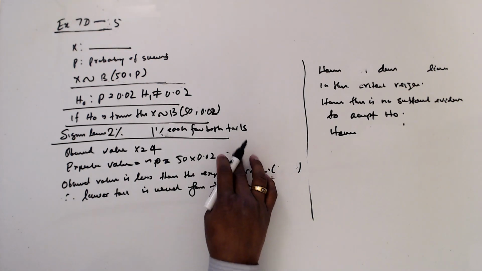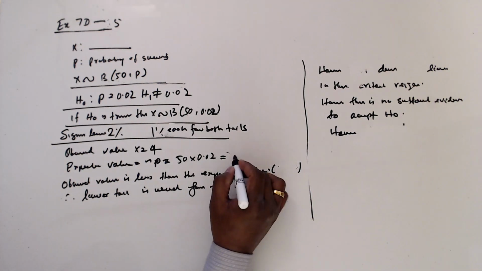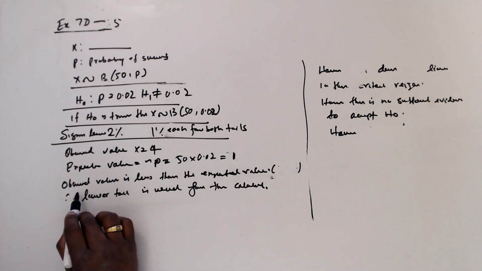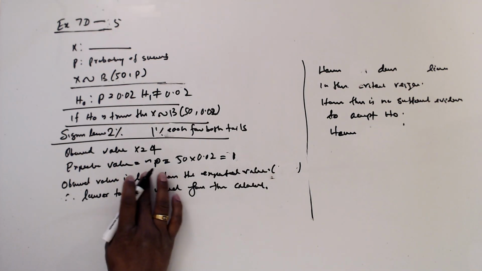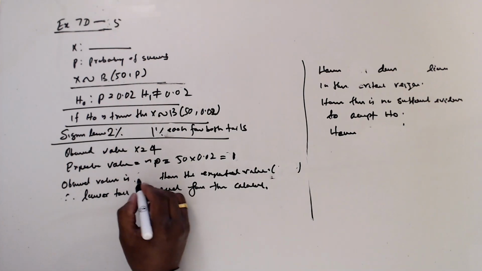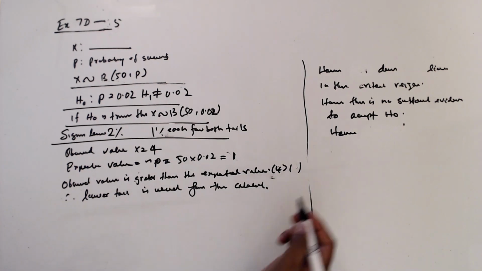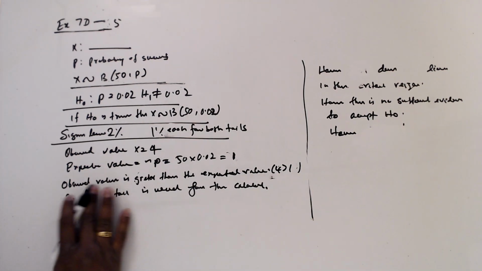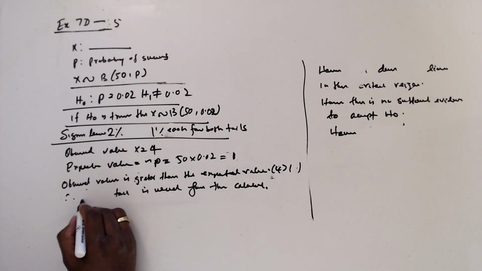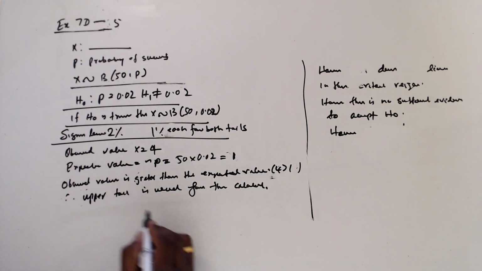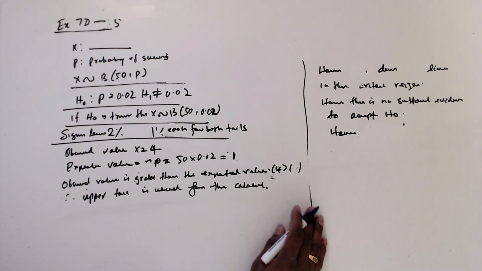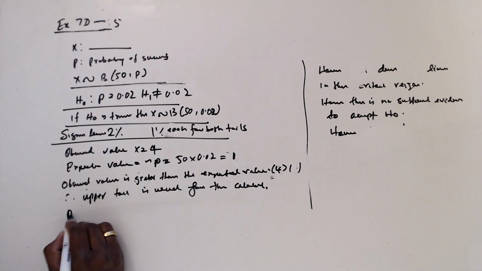This is going to be 1, and hence the observed value is 4, greater than the expected value, that is 1. 4 greater than 1 means upper tail, not lower tail. Upper tail is used for calculation.